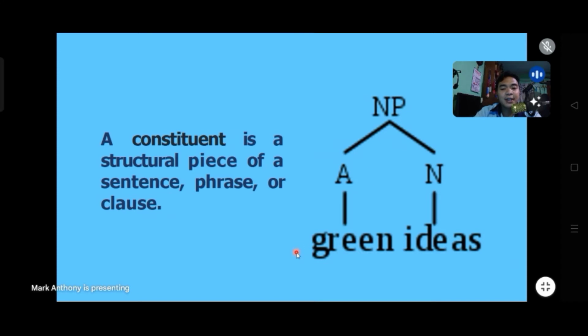Based on the given example, we have "green ideas." That entire phrase is considered a noun phrase. Green is an adjective, therefore it is categorized as A. While ideas is a noun, that is why it is categorized as N, which represents a noun.